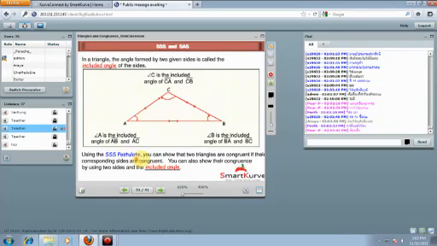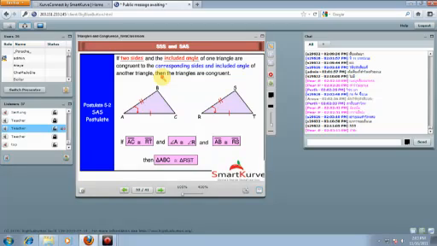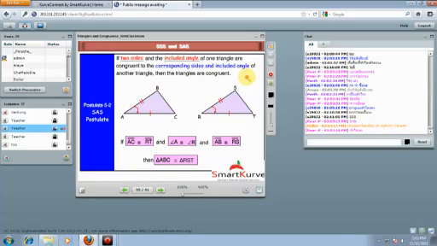Using the SSS postulate, you can show that two triangles are congruent if their corresponding sides are congruent. You can also show their congruence by using two sides and the included angle. This leads us to the SAS rule, the side angle side rule. If two sides and the included angle of one triangle are congruent to the corresponding sides and included angle of another triangle, then the triangles are congruent.